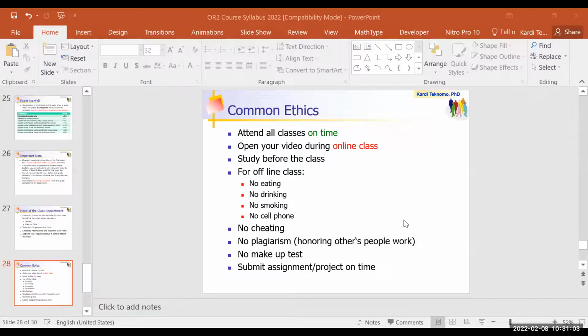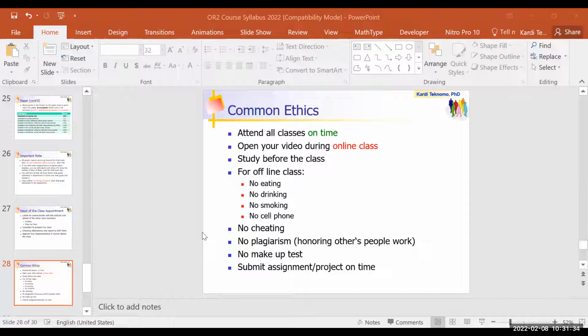What else? Next is the common ethic. Please attend all classes on time. Okay, don't be late. Open your video during the online class. And please study before the class. If you are in offline class, of course, in the class don't eat and drink or smoke. No cell phone. Okay. No cheating is common ethic.